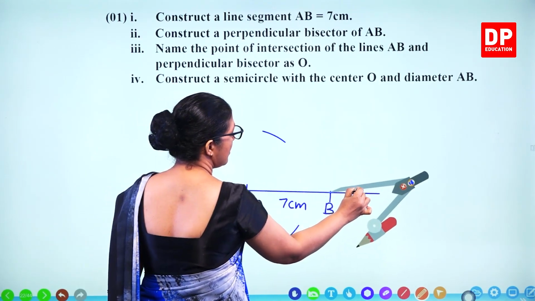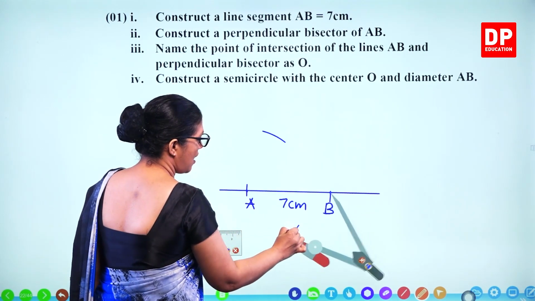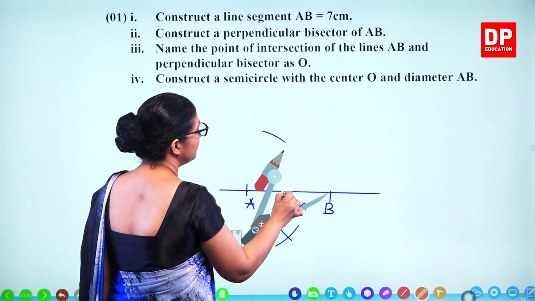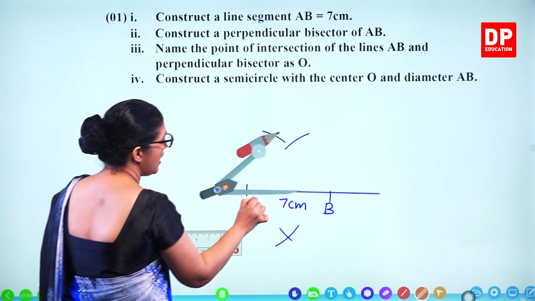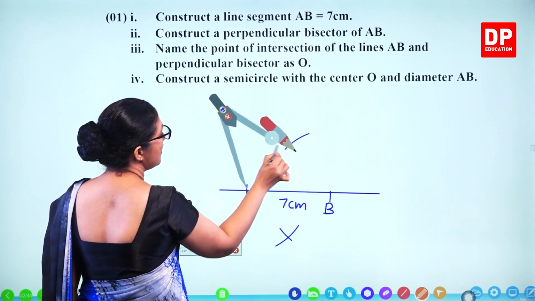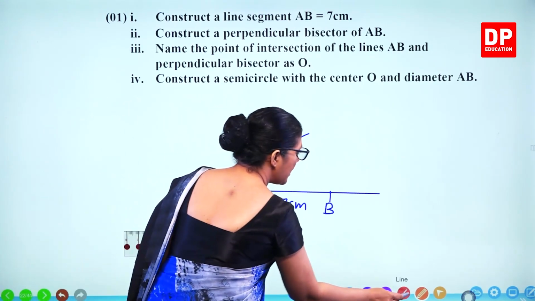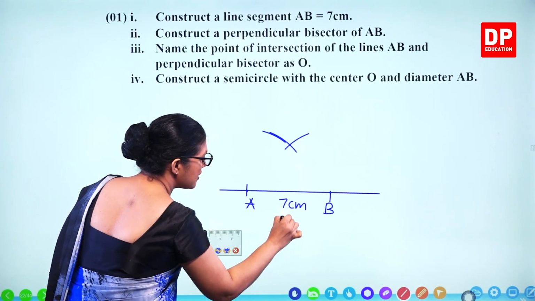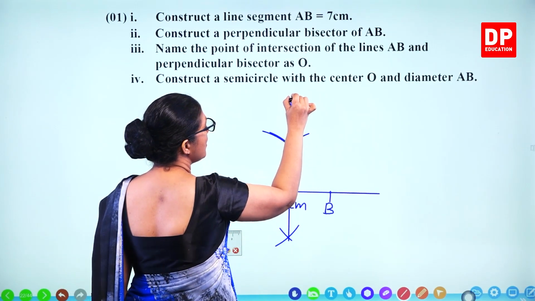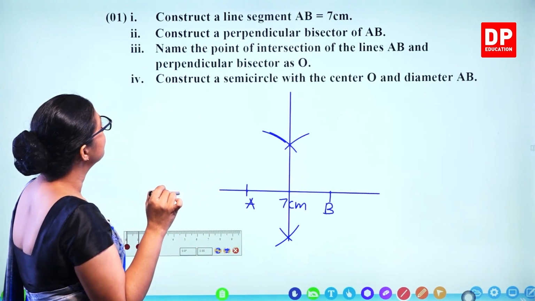Keep on top of point P and draw the arc above and below. Here I have to draw it again because I didn't get the intersecting point, so you have to extend the line here. Now we have the perpendicular bisector. So connect this point and this point. So that's the perpendicular bisector.